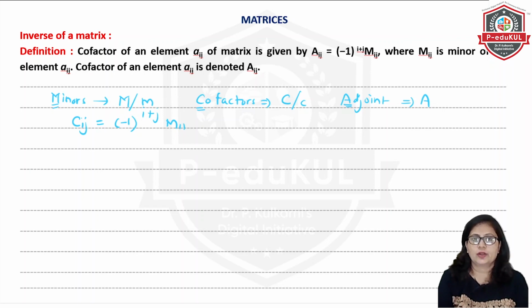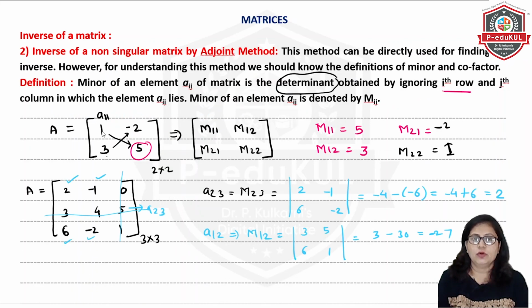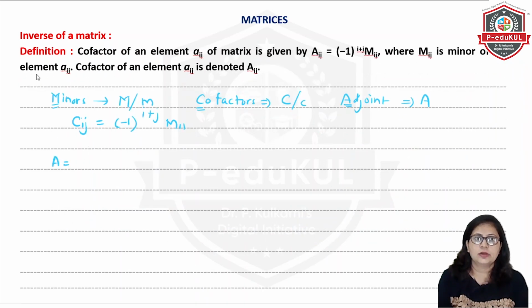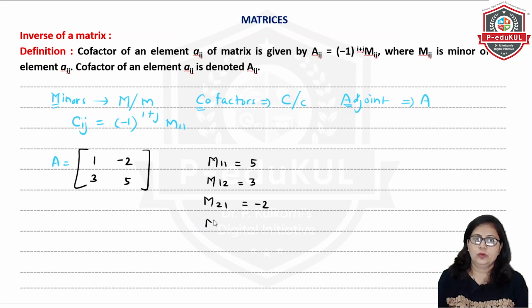So let us do the cofactor of this. Whatever elements we have written, 1, -2, 3, 5. I'll do that. See, my matrix is, I'll use black pen. My matrix is 1, -2, 3 and 5. Okay. So my minor M11 is what? M11 is 5, M12 is 3, M21 is -2, and M22 is 1. It's exactly like this. This and this are minus of each other, this and this are minus of each other.